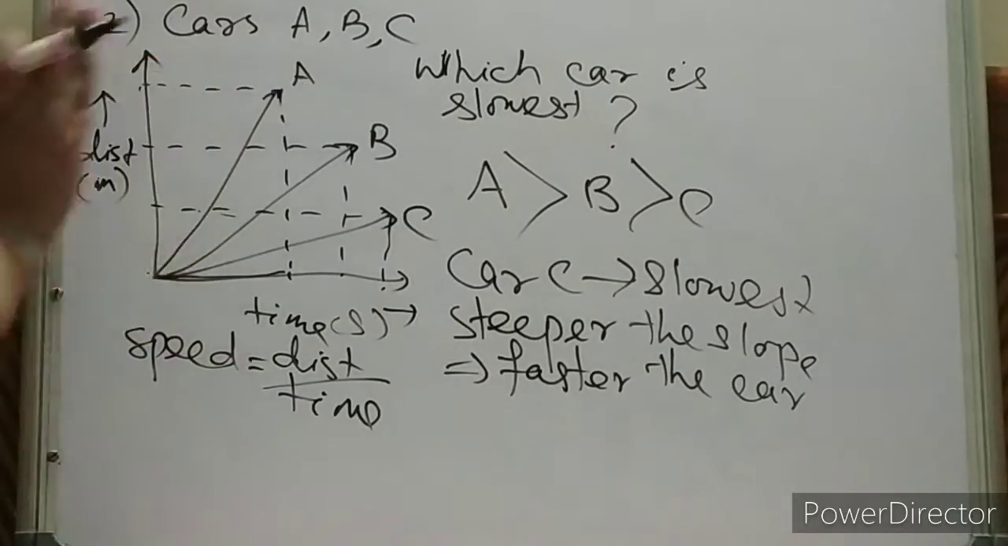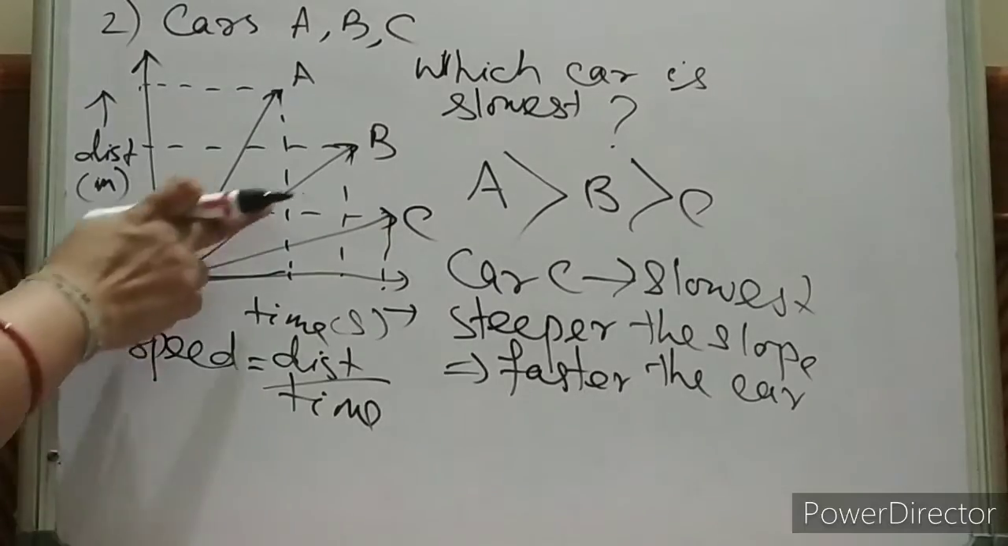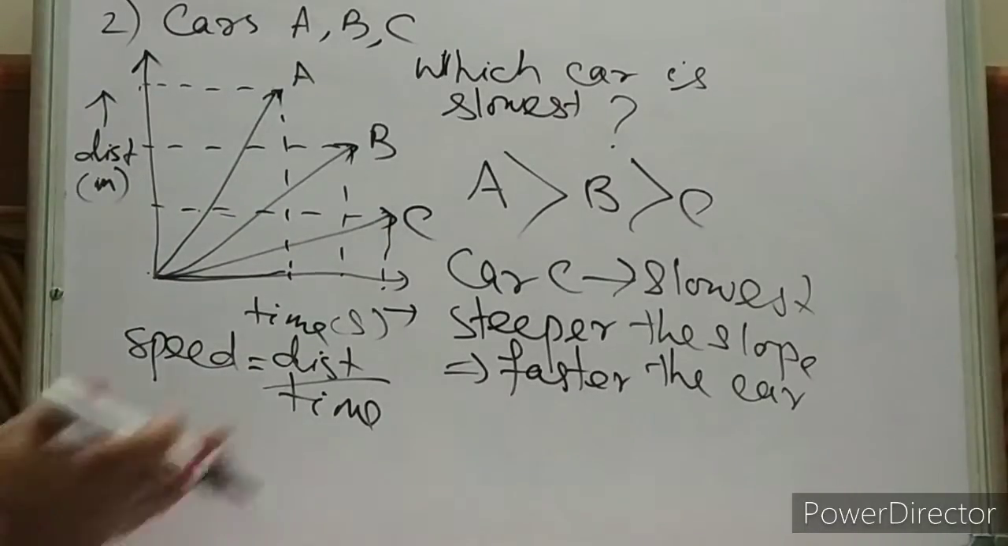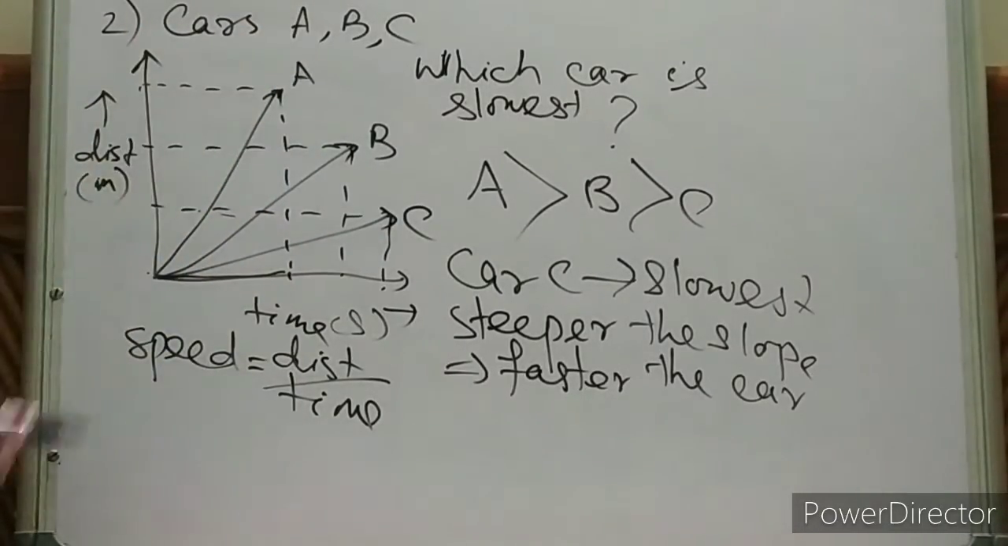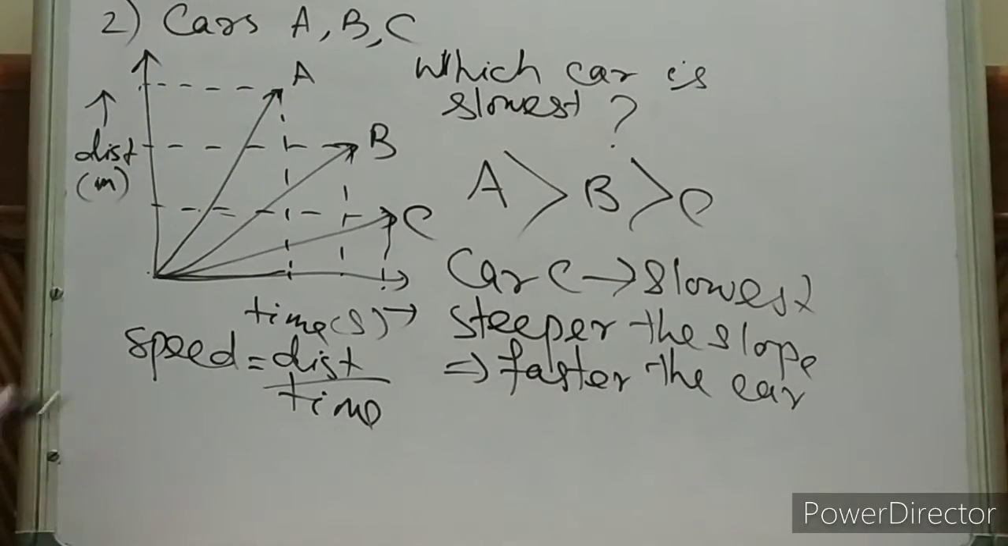So this is the steeper graph than this one. This is more slanting one, close to the horizontal line. See how sharp this line is. So the sharper or the steeper the line, the graph, then speed will be more. Faster will be the car. Is it clear children? Is it clear?